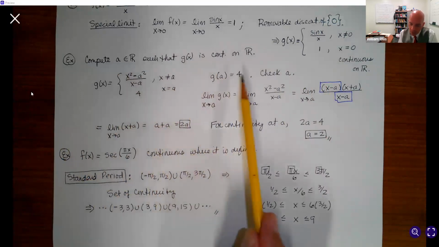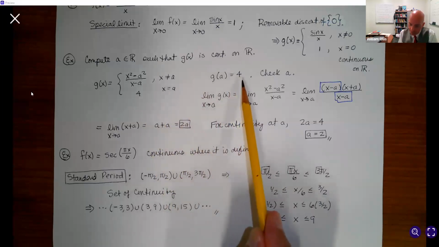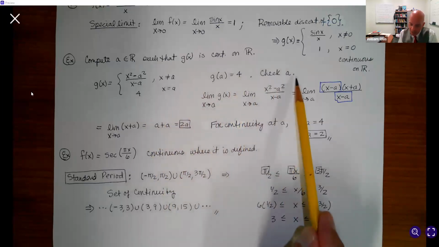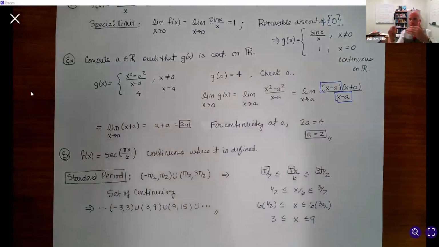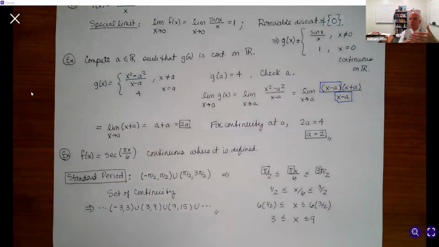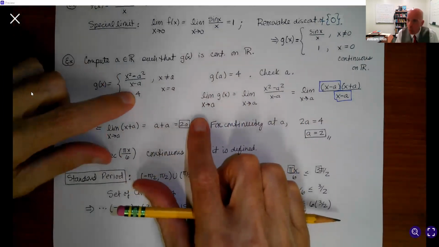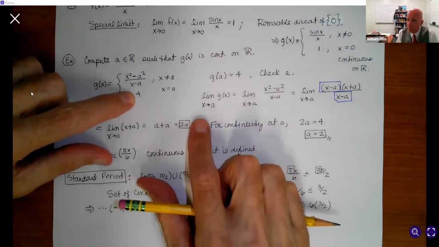Now, first, what we notice is that g of a is just 4 by definition. So we need to check a. Like I said before, we have to look at the value of the independent variable where the definition of the function changes. Because now, again, let me just say this, 4 is a continuous function.